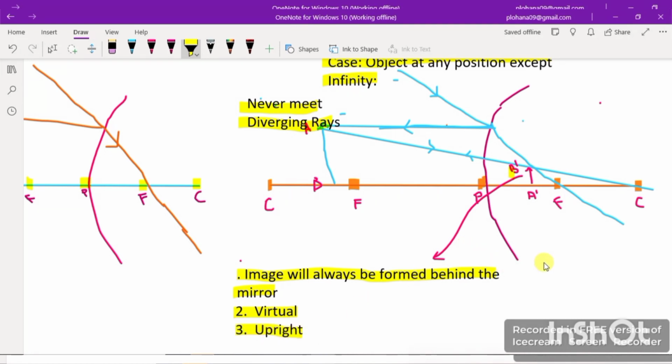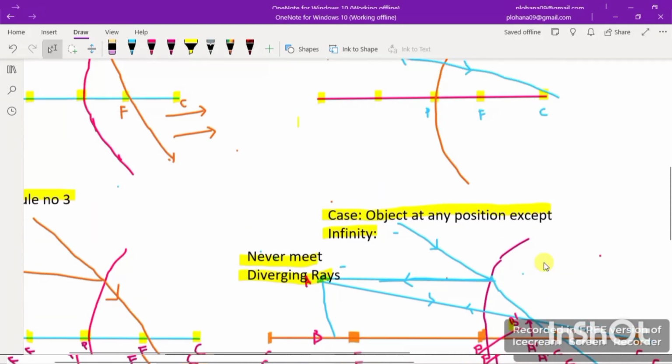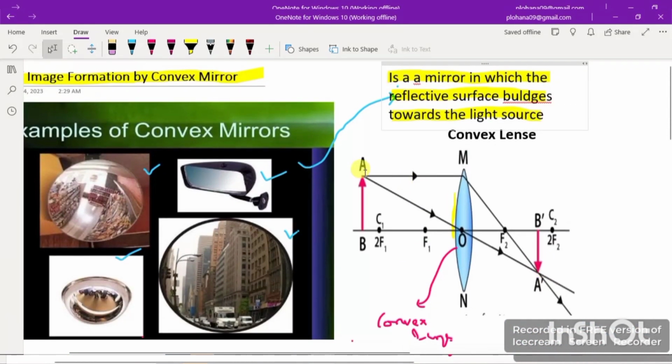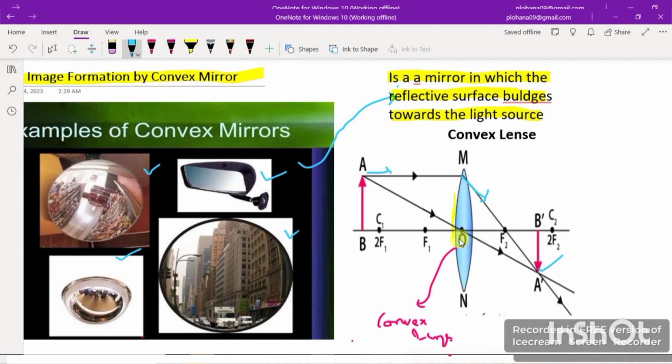So let me tell you the same thing with the help of that diagram. As you can see, the line which is going parallel to the principal axis will always go through this focal point, right? When this ray goes towards the center of curvature, it will always come back along the same path after reflection. So here the picture would be found of this image, right? So this was all about the image formation by convex mirror.